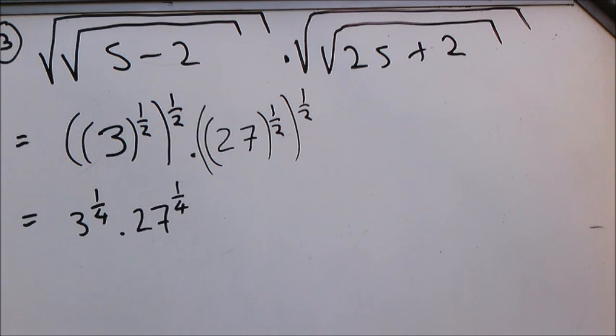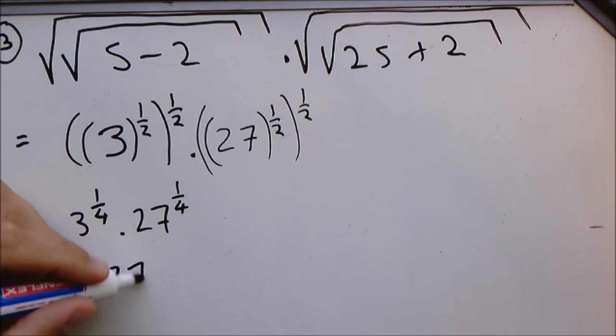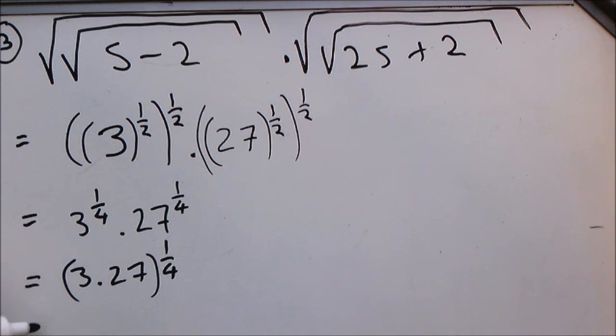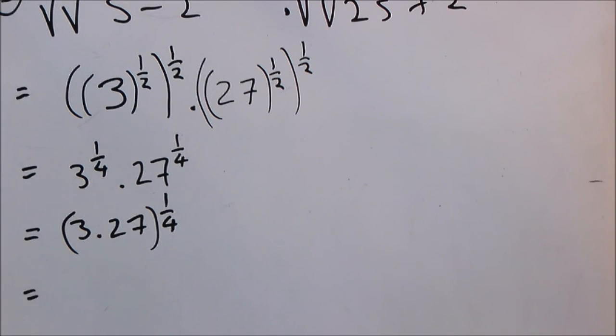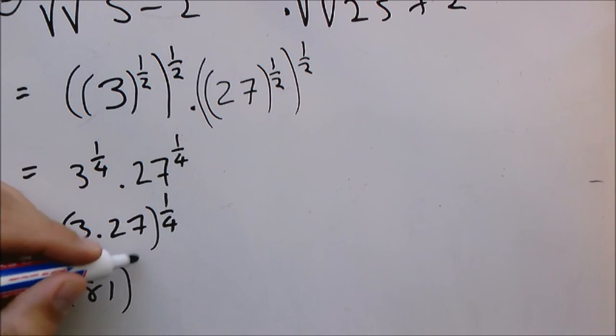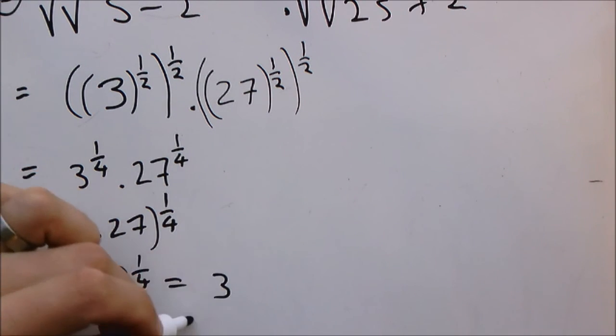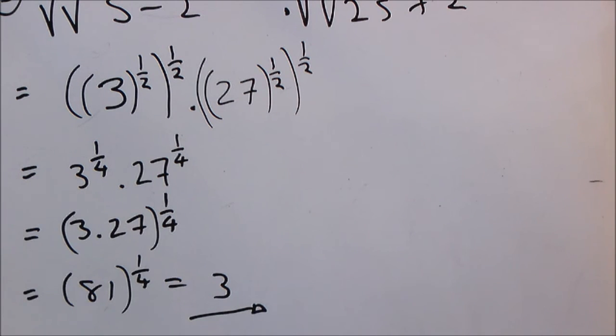And we notice there we've got the same exponent, so we can apply our laws and say this is 3 times 27 to the power of 1 over 4. And then from there on, 3 times 27 is 81. So let's double check. So that's 81 to the power of 1 over 4. And that is equal to 3. And that brings an end to our exponential laws and how to apply them.